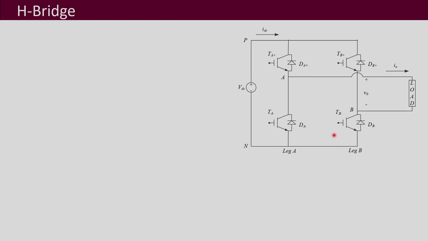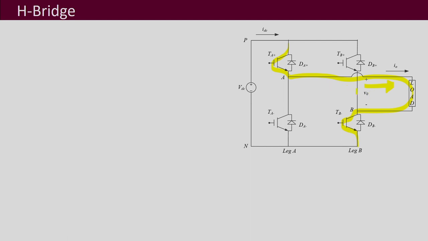So, this is the familiar H-bridge converter which we have discussed before, just to refresh your memory. Here, if TA plus and TB minus are conducting, that means these two diagonal switches are conducting, then the voltage that appears over here is plus VDC. If the opposite two diagonal devices are conducting, that is TB plus and TA minus, then the voltage that appears here is equal to minus VDC. And if the current direction is positive, then these two transistors TA plus and TB minus are going to carry the current.